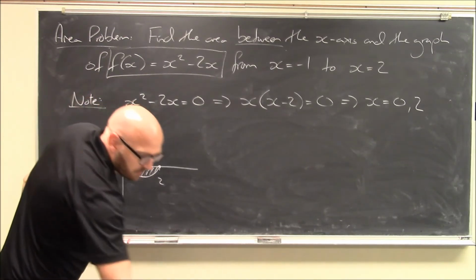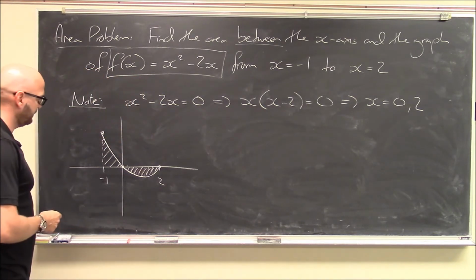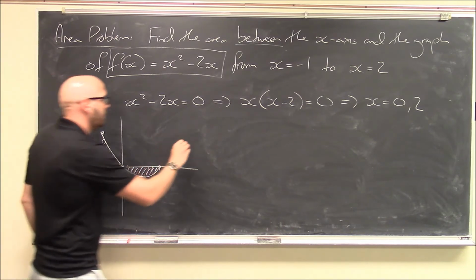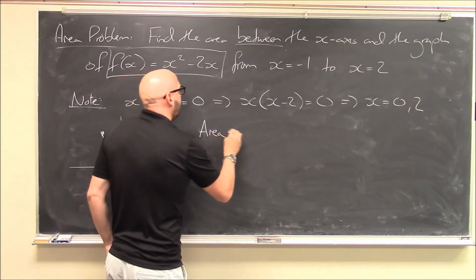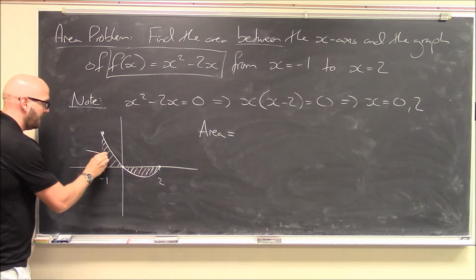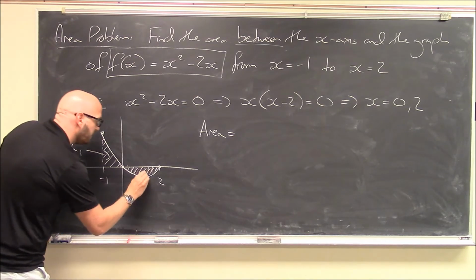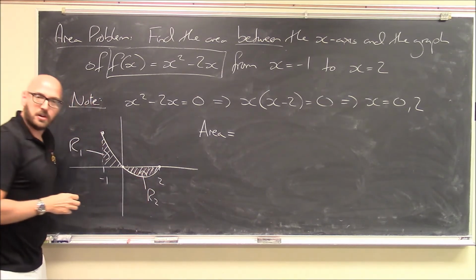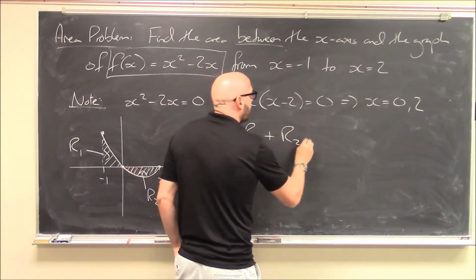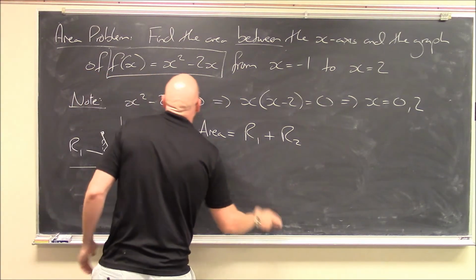So how do we handle this? I don't like the way I've handled it in my notes. So, what's the area going to equal? Well, let's give these two regions names. How about we call this region R1, and this region here, we'll call that region R2. So the area is going to be region 1 plus region 2. And now we just have to find these things separately.